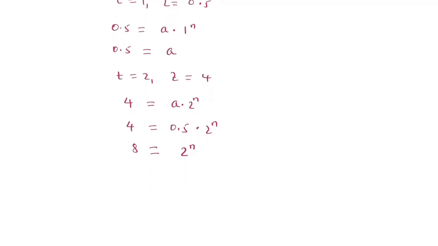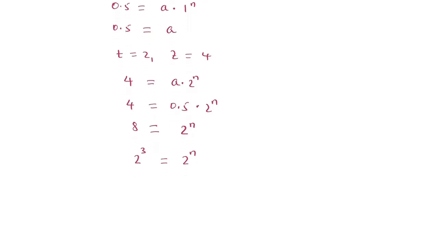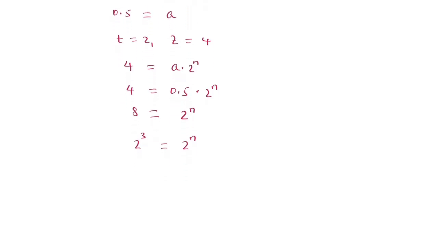Okay, so next, let us express our left-hand side as base 2. Our equation is going to be 2 to the power 3 equals 2 to the power n. Okay, so now let us compare the exponents because their bases are the same. Our expression is going to be 3 equals n. So we can conclude that a equals 0.5 and n equals 3.